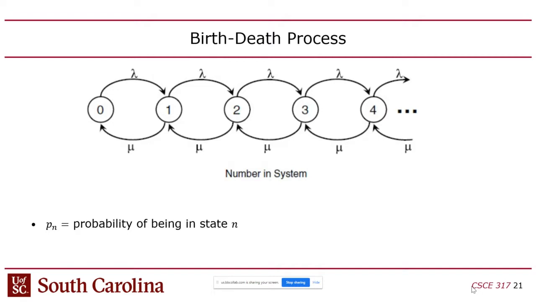I'm not sure if I should have emphasized that more. But if you're in state 0, it means there are no customers in the system. If you're in state 1, it means there's one customer in the system. Now, if there's one customer in the system, that customer is probably going to be getting serviced, right?